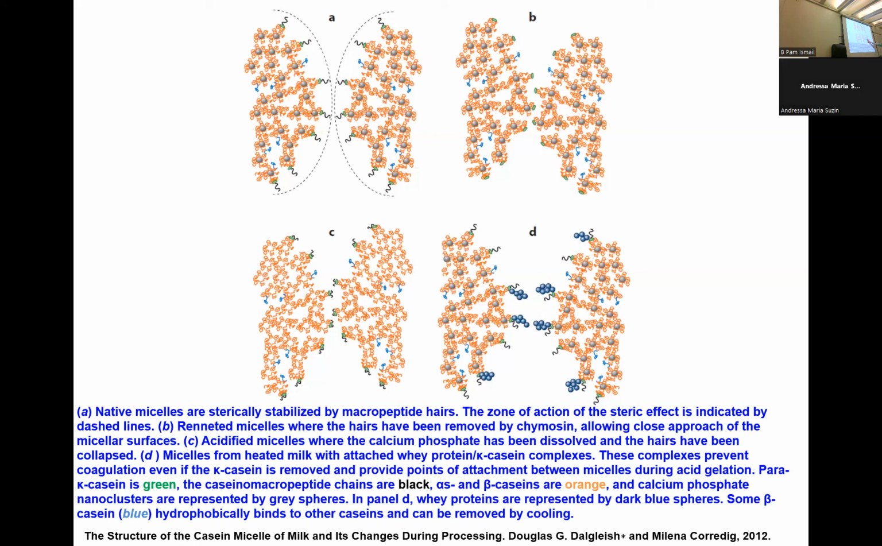Here are two cases. One time we want the interaction of the casein and whey protein. This is the whey protein, those blue circular structures.